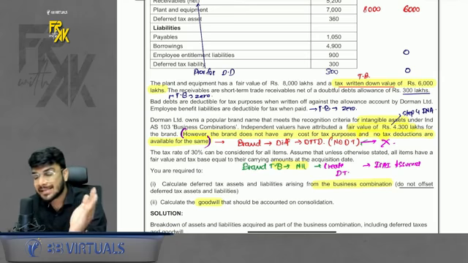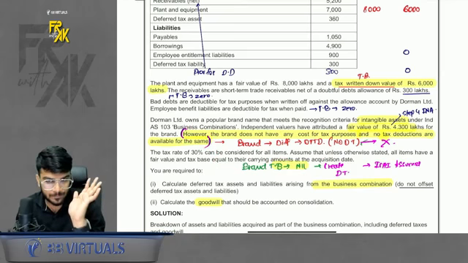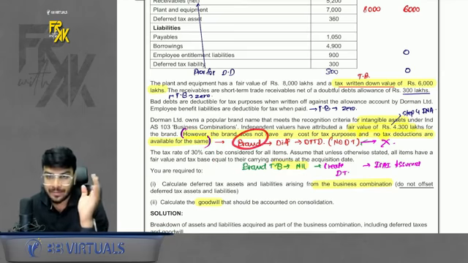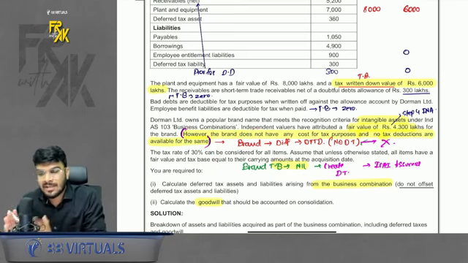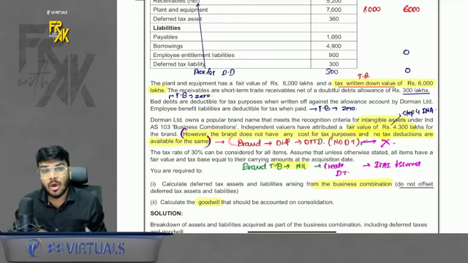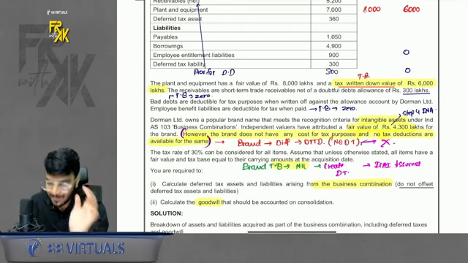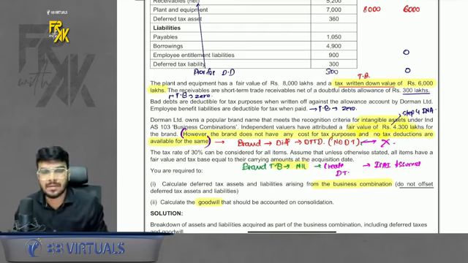But there can be a second interpretation as well, that the tax base of brand is nil. So either you can interpret that the brand difference is other than temporary, in which case no deferred tax will come on brand. Or the second interpretation can be that the tax base of brand is nil. This goes to say that the brand does not have any cost or any deduction, which means the tax base is nil, so deferred tax will come.